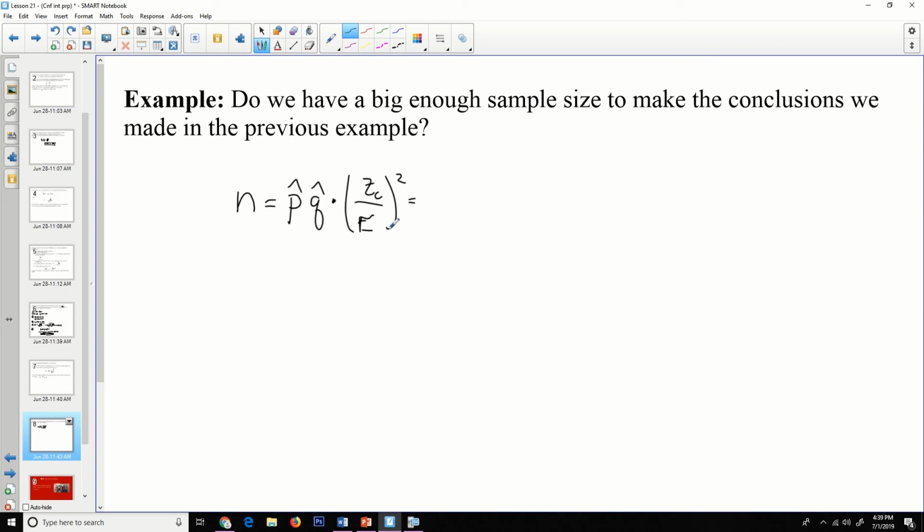And so in this particular case, we have 0.55 times 0.45 times the z-score, which was 1.960, over the margin of error, which was, oops, I'm sorry, 1.960 over 0.04361, all quantity squared.